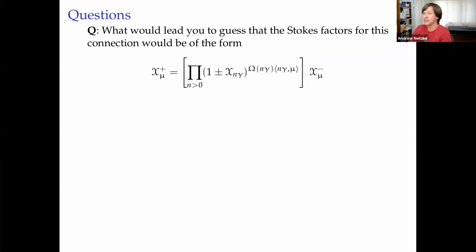The last thing you might wonder is, why are the Stokes factors going to be of the particular form that we wrote? I just sketched for you how you see that the asymptotic behavior is what I said. But in writing down this Riemann-Hilbert problem, you have to write down the asymptotic behavior, and you also have to write down the Stokes factors. So there's a question: why would you guess that the Stokes factors would be of this particular form, determined by these BPS invariants, omega gamma?